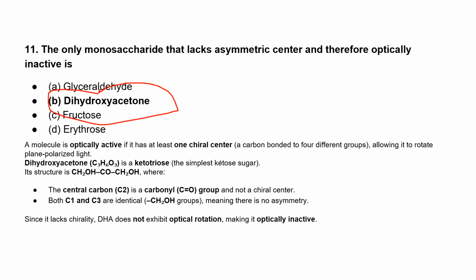For optical activity it needs at least one chiral carbon. And what is a chiral carbon? It is one that has four different groups, right? So when the carbon is bonded to four different groups, it is a chiral carbon and it will rotate the plane polarized light, and it will give the D and L configuration, right? So in the case of dihydroxyacetone, this is a CO, and it has a CH2OH on either side. This one is the first carbon, this one is the second carbon, and this one is the third carbon, right?